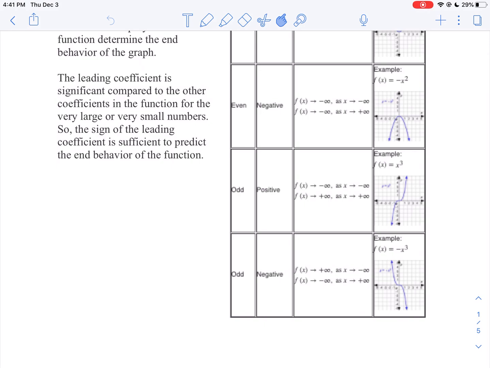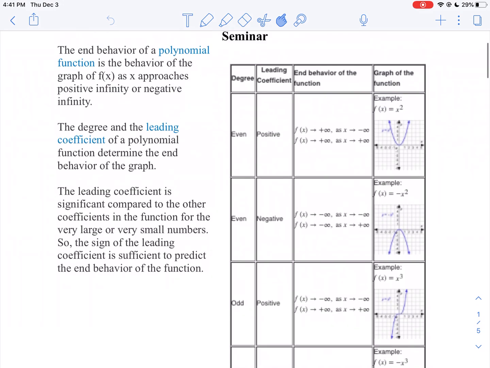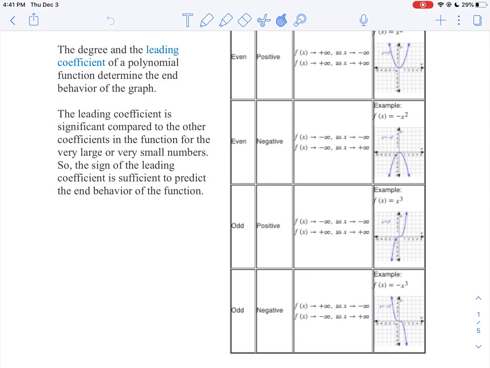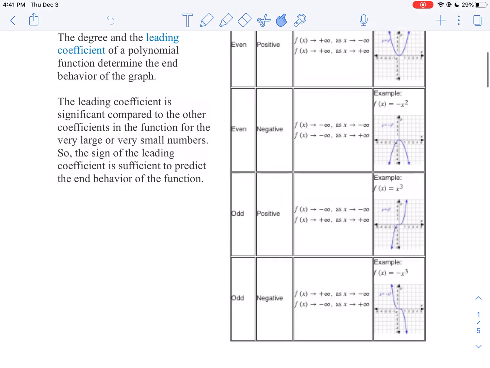If you have a function of odd power, with a leading coefficient of an odd degree, and it's positive, as x approaches positive infinity, your graph is going to approach positive infinity. As x approaches negative infinity, your graph is going to approach negative infinity. And it's just the opposite if you have a negative leading coefficient. That is, if x approaches positive infinity, f of x approaches negative infinity. As x approaches negative infinity, f of x is going to approach positive infinity.